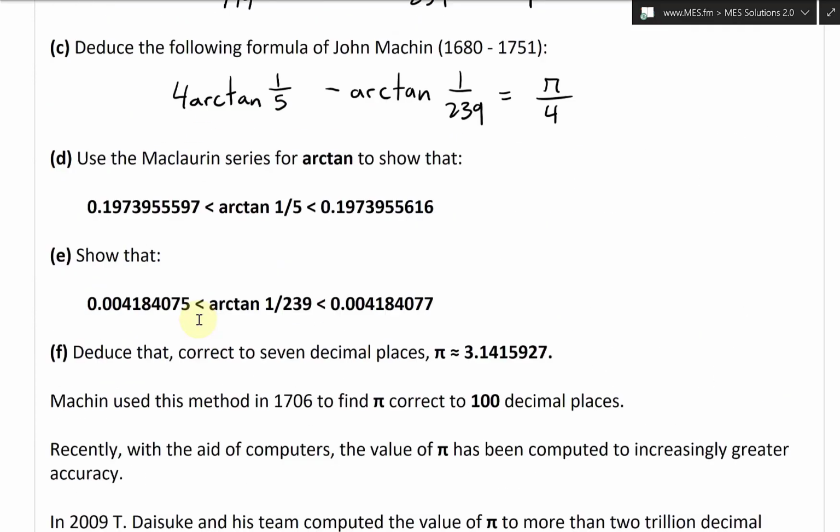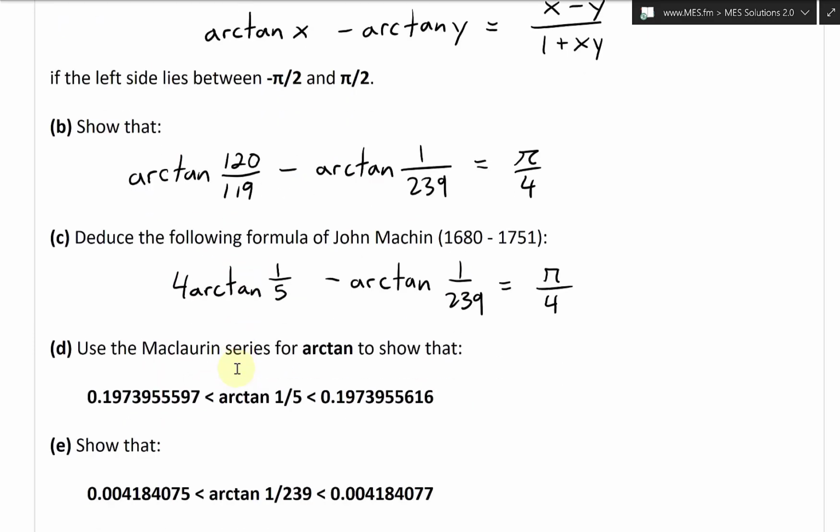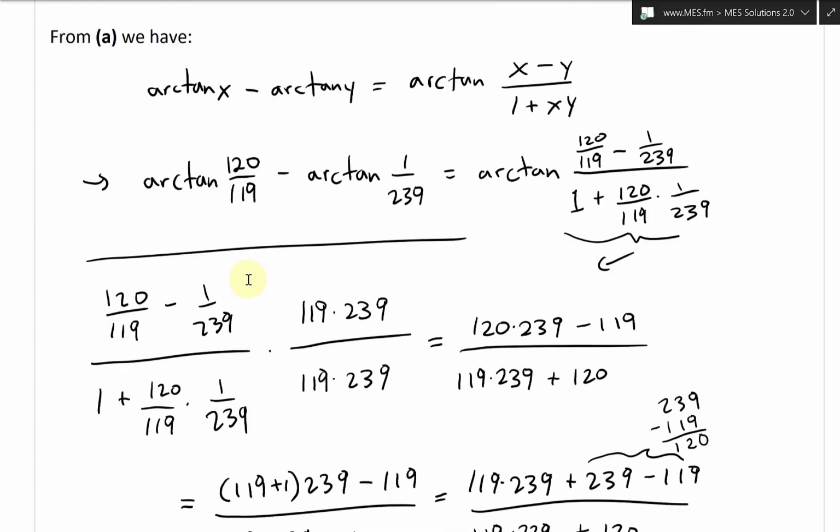So scroll up there. Question C says, deduce the following formula of John Machin, 1680 to 1751. And this is 4 arctan 1 over 5 minus arctan 1 divided by 239 equals pi over 4. So essentially, we're going to try to switch this up with this because everything else is the exact same. This is 1 over 239. This is 1 over 239. This is 120 over 119. So we have to write that as 4 arctan 1 over 5 if we can. They do this just so that there's only 1 on the top. And this is 239, there's nothing on top, just 1. This one's a 120, it looks a bit off. So this is simplified. So let's continue further.